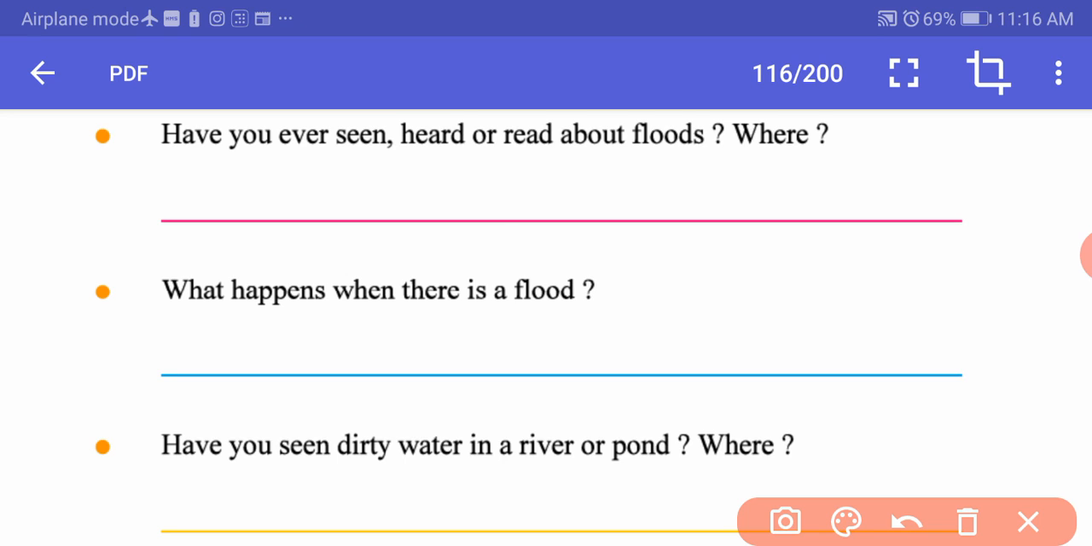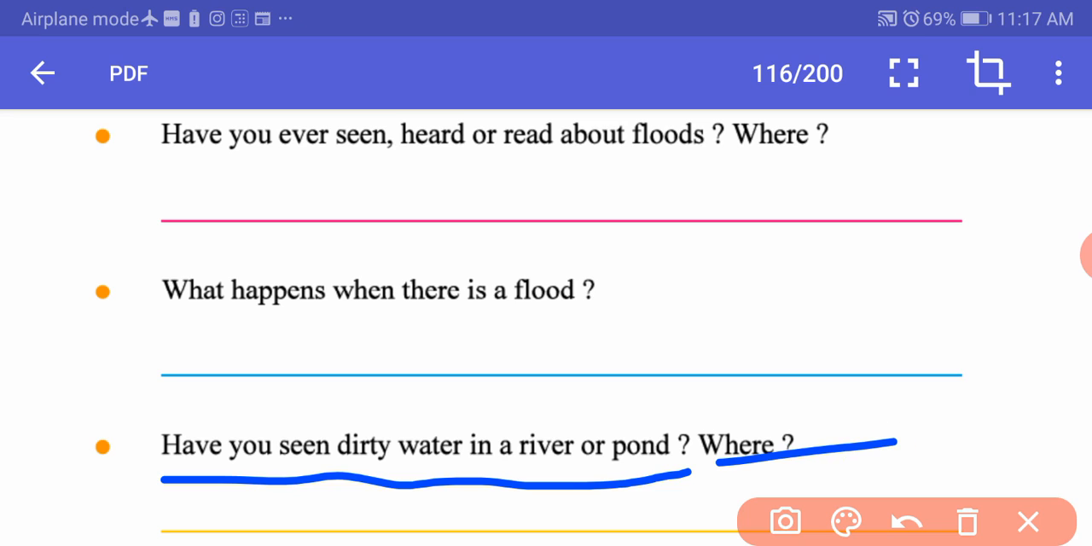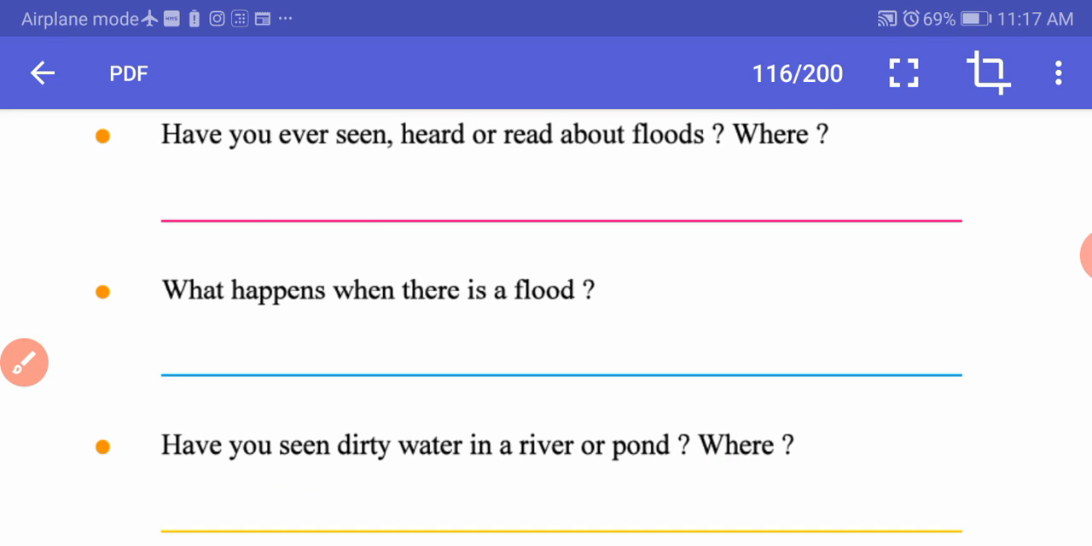Inundated means the services are stopped because of the huge amount of water and the uncontrollable wind which flows rapidly during that period of time. Next question is, have you seen dirty water in a river or pond? Where? So your answer will be yes, I have seen dirty water in Par river.